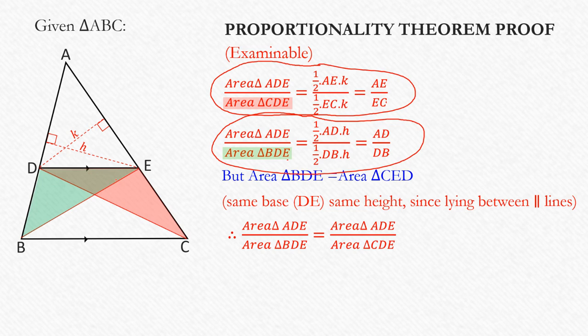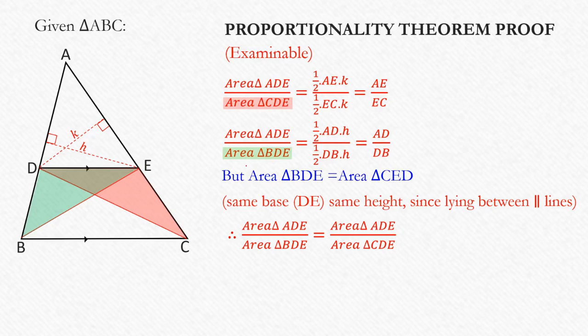Let's say the height between the parallel lines is just the same like this. Let's call it just H also. The height of these two triangles will be H, and then the base DE there is the same. So the area of these two triangles is going to be the same because they have the same base, which is DE, and they have the same height since they are lying between the parallel lines. So the areas of these two triangles, CDE and BDE, are equal. The area of triangle BDE is equal to the area of triangle CDE.